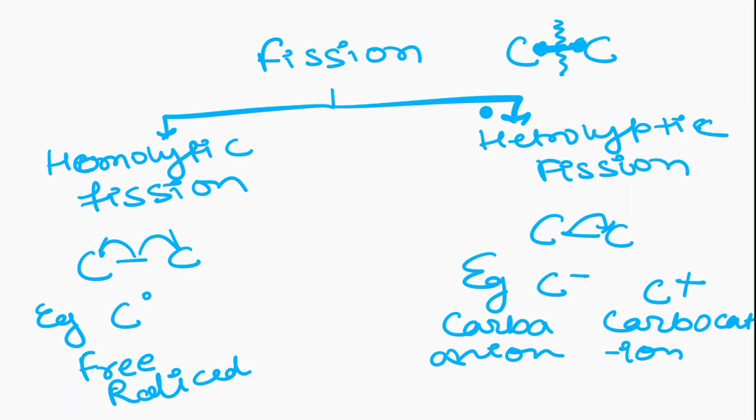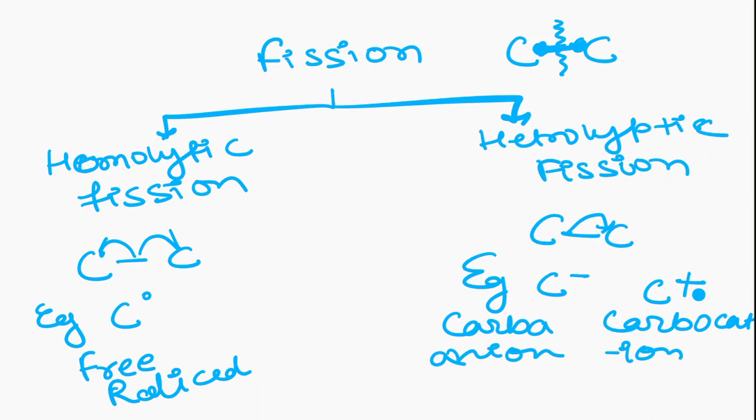Fission means the breaking of the C-C bond is called fission or cleavage, and the cleavage or fission is of two types, homolytic and heterolytic. In homolytic fission there is a symmetrical cleavage of the bond in which they form free radicals. In heterolytic fission there are two types of intermediates formed, carbocation and carbanion.